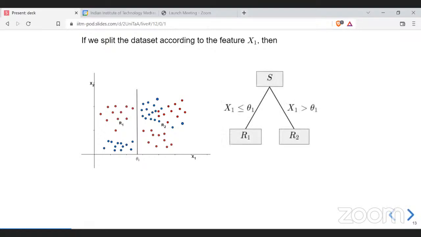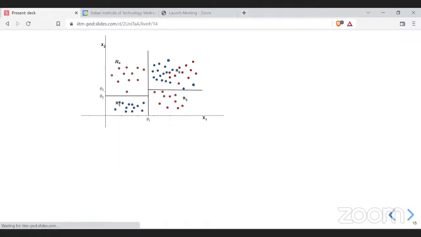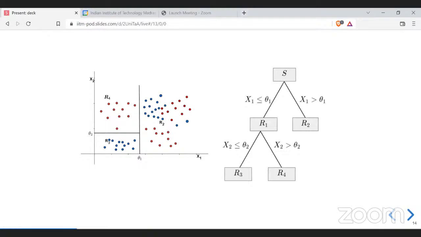I can make predictions in R1 and R2, but I can go further as well, right? Because if you see in R1, the data set is equally distributed, so we cannot make accurate predictions. So I would like to divide region R1 further. I'm dividing region R1 using the threshold theta 2 for the variable x2.